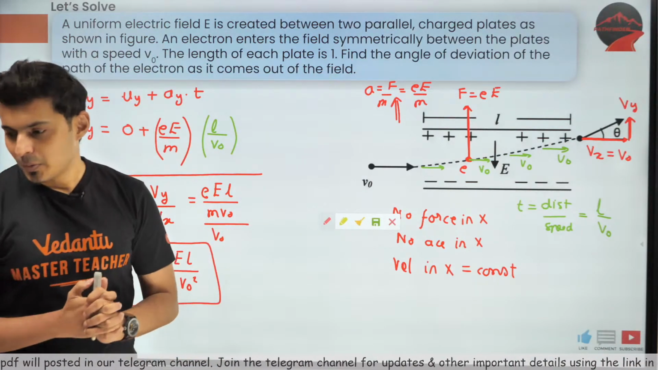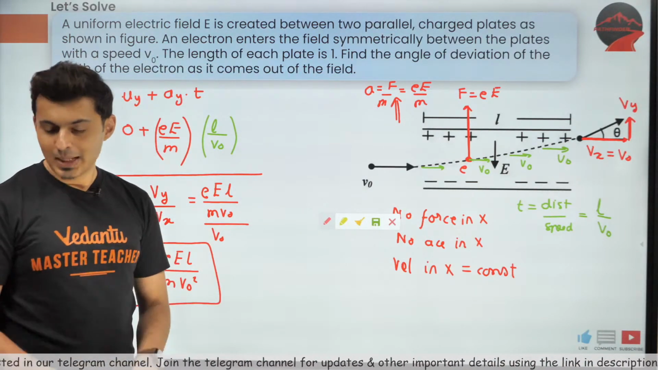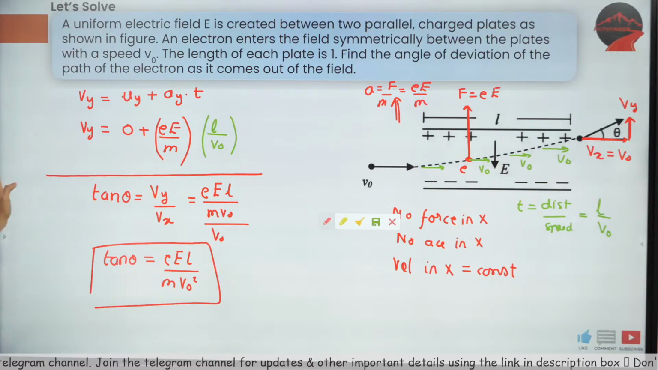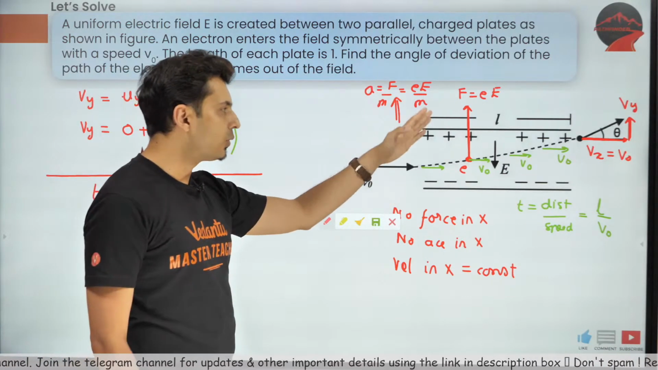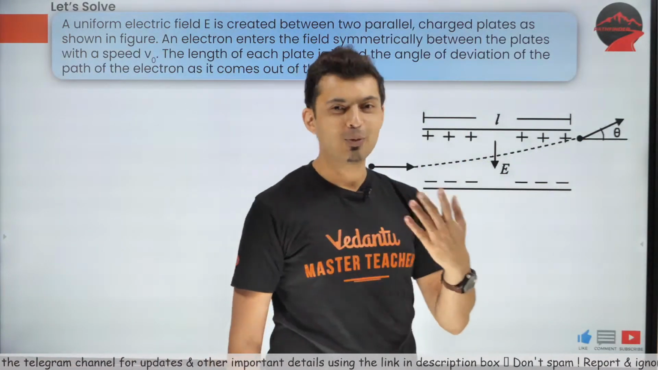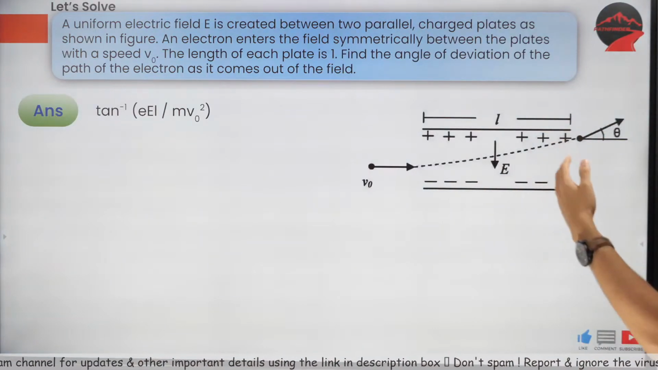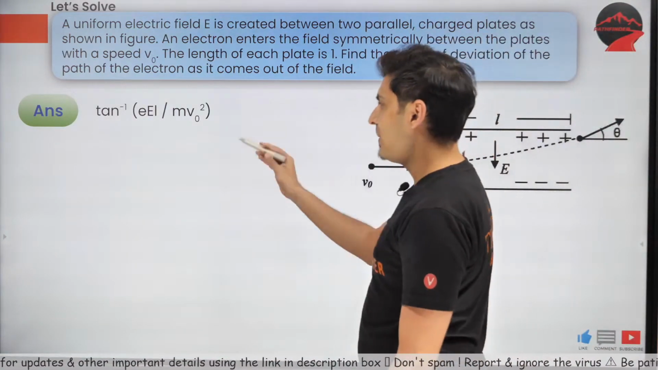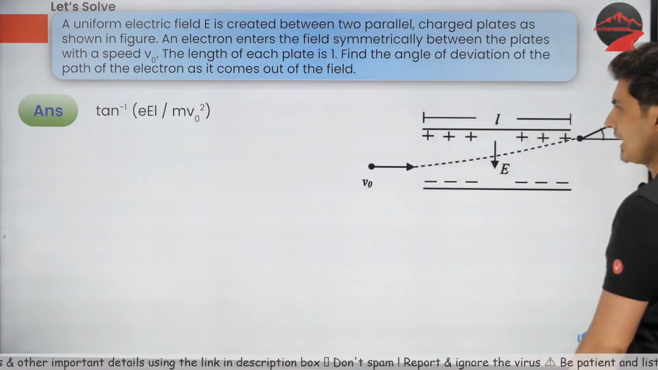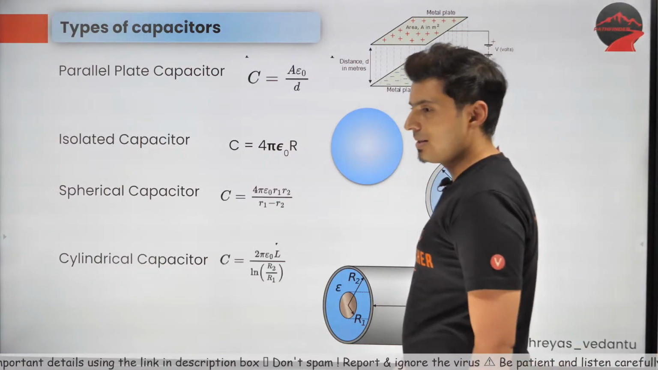Let's get moving to the next one. Brilliant question based on field, forces, kinematics, everything was involved over here. So let's see. Yes, that's the answer: EEL divided by MV naught square. Great. Moving on to the next concept.